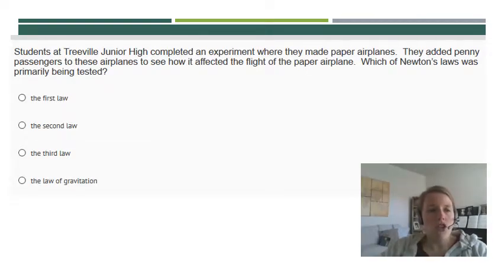Here again is another question that was on our checkpoint. I want to go over these because I know that many of you maybe missed some of these questions. Here's the question that I asked. Students at Treeville Junior High completed an experiment where they made paper airplanes. They added penny passengers to these paper airplanes to see how it affected the flight of the paper airplane. Which of Newton's laws was primarily being tested? Based on what we've just talked about, guys, I'll let you have a chance to answer this. Do you think it's A, the first law, B, the second law, C, the third law, or D, the law of gravitation?